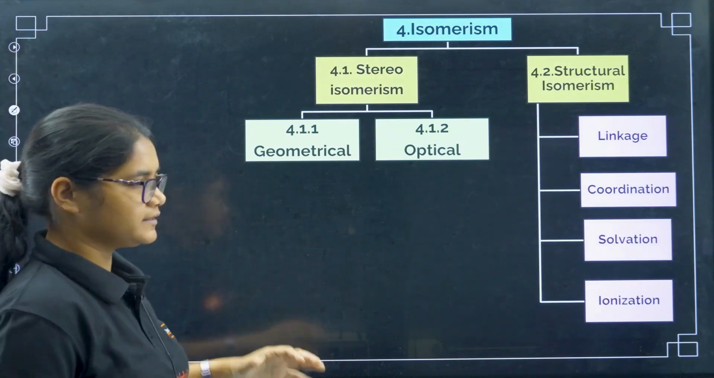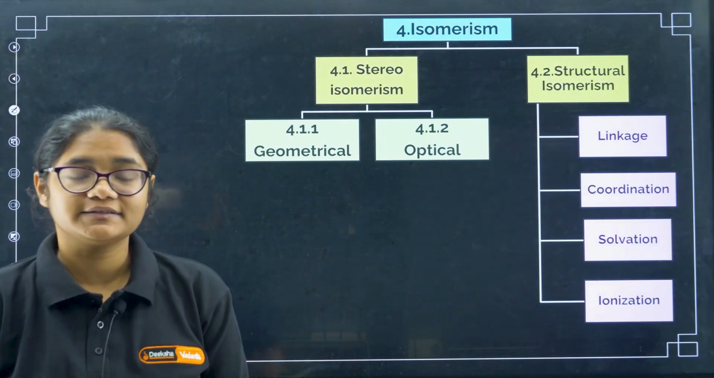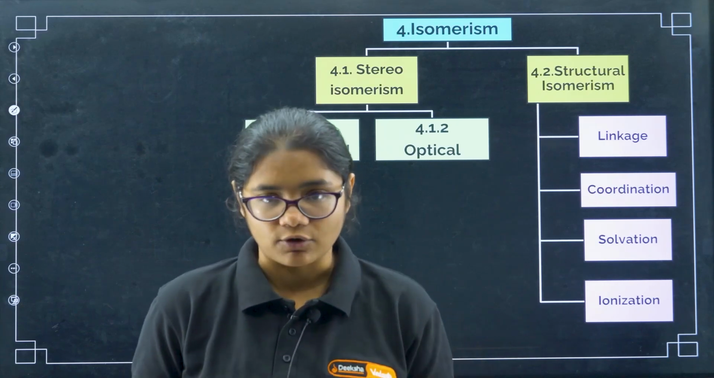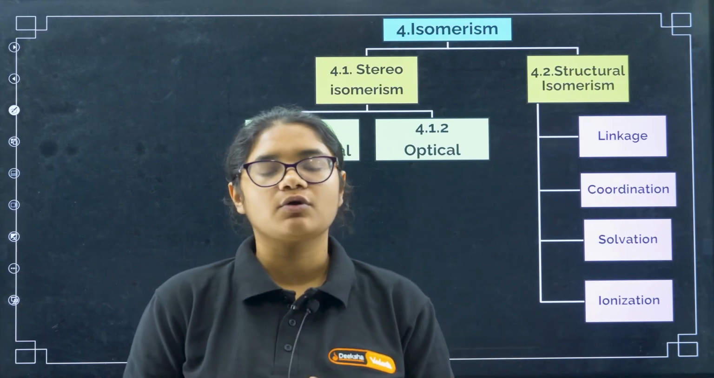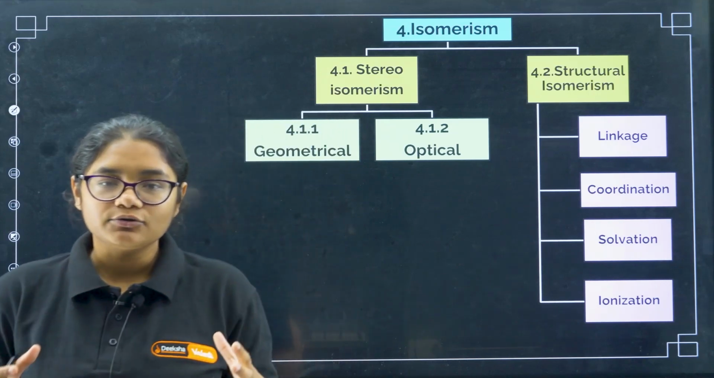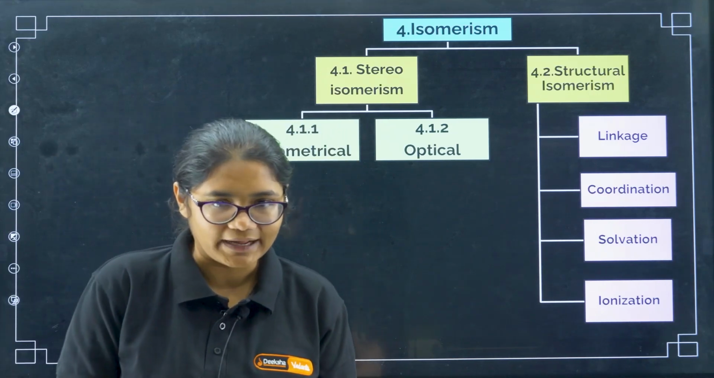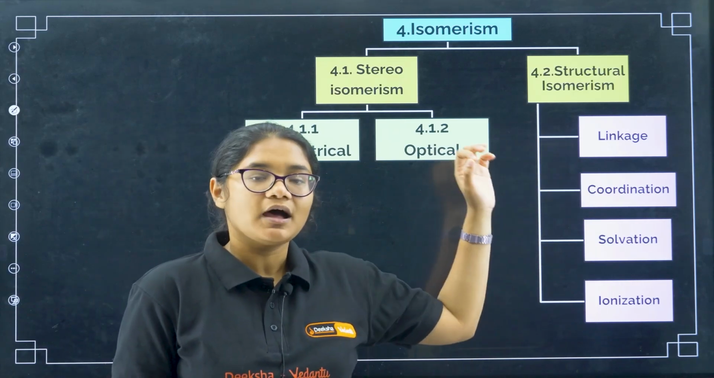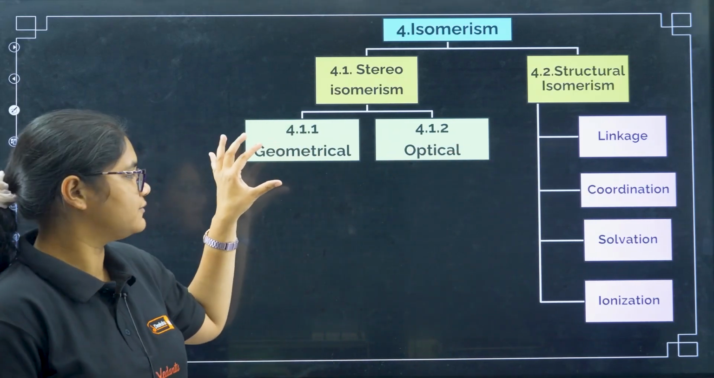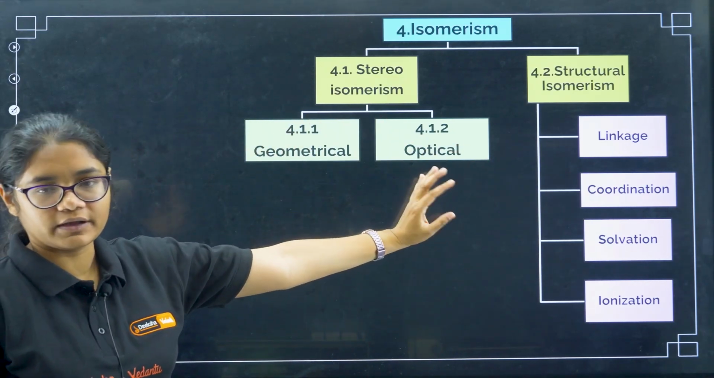So all of you know what is the meaning of isomerism. Isomerism means they have the same molecular formula but different structures. So that is generally called isomerism. Now isomerism is categorized into 2 types: one is stereoisomerism, another is structural isomerism. Again, under stereoisomerism we have geometrical isomerism and optical isomerism.